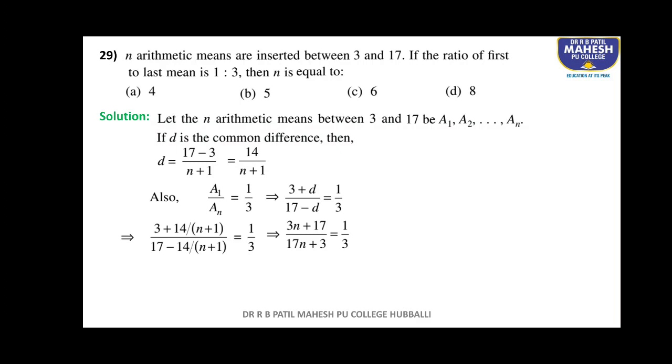Now we can do the cross multiplication. It becomes 9n plus 17 into 3 is equal to 17n plus 3. By simplifying, we have n is equal to 6. So this is the value of n. Therefore, the right option is C. Dear students, don't consider that the right option is A. Here the right option is C.